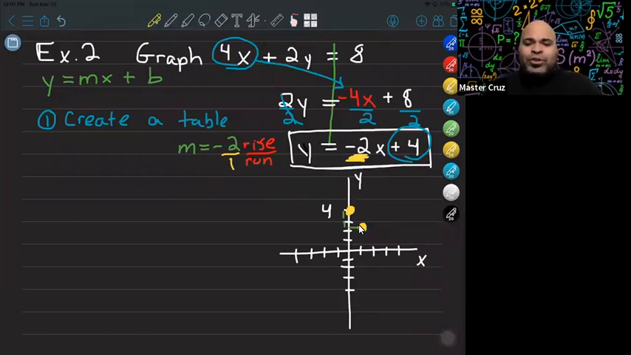At this point, I have 2 points. And if I want to be a little bit more precise, I can go down 2, right here. And then you run over 1. So let's do that one more time. You go down 1 and 2, and then you run over 1 again. And there's another point right here. I can repeat the process. Go down 2, over 1. There's going to be another point right here. And then I could just connect the dots to make a straight line.